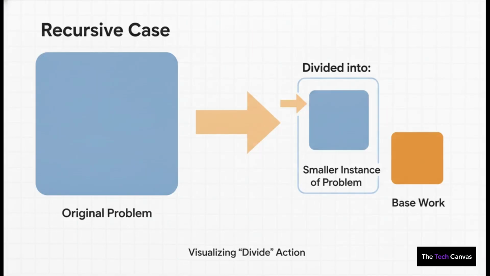The second essential part is the recursive case. This is really the heart of the engine. It's the part of the code where the function performs a minimum amount of work, just the absolute smallest logical step, breaks the remaining problem down, and then calls a fresh version of itself to handle the rest. By perfectly balancing these two elements, the recursive case to actually do the work and the base case to stop it, we can solve incredibly complex puzzles.